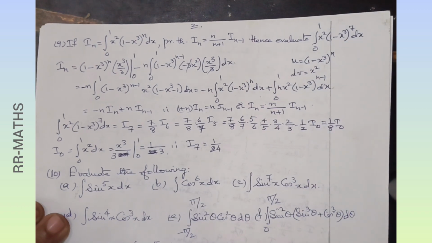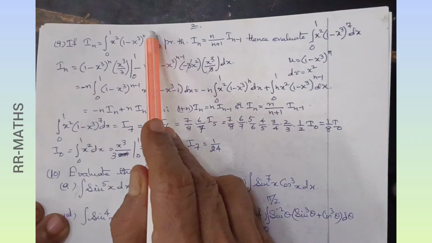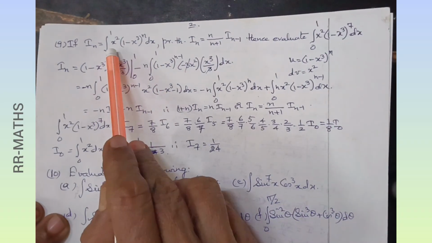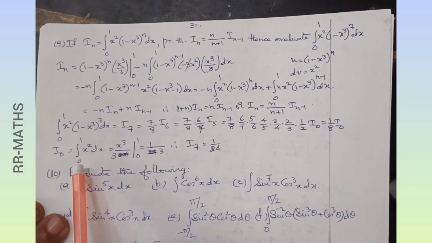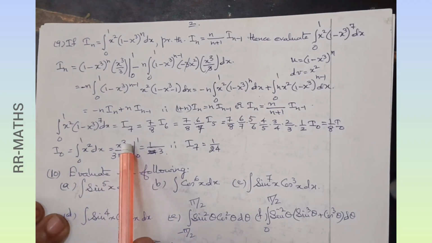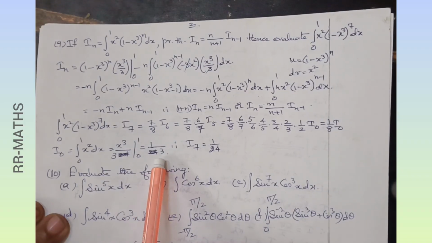So when you want I naught here, I naught means this term (1 minus x cube) whole power n, that will become 0. So you will just have the x square term. So I naught is equal to integral 0 to 1 x square dx, which is x cube by 3, limits varying from 0 to 1. That gives you just 1 by 3.